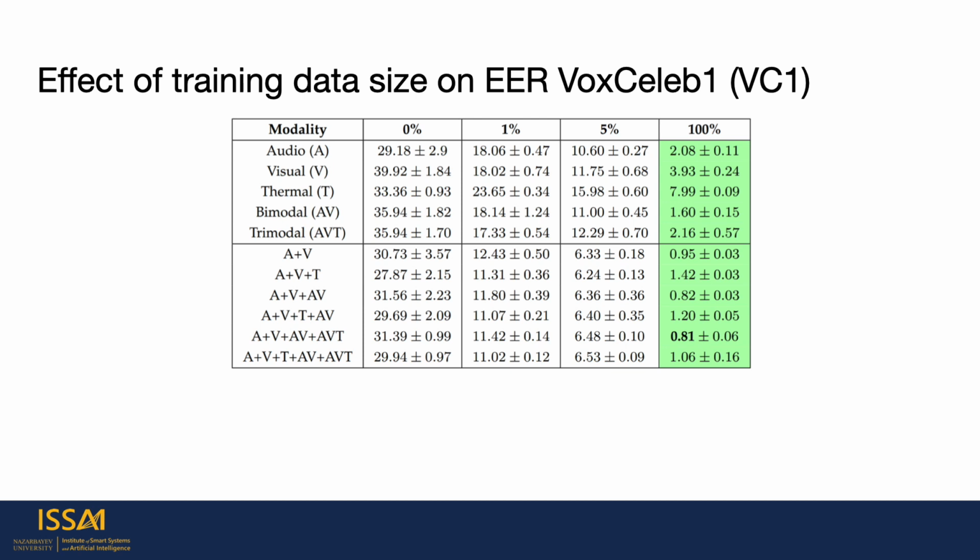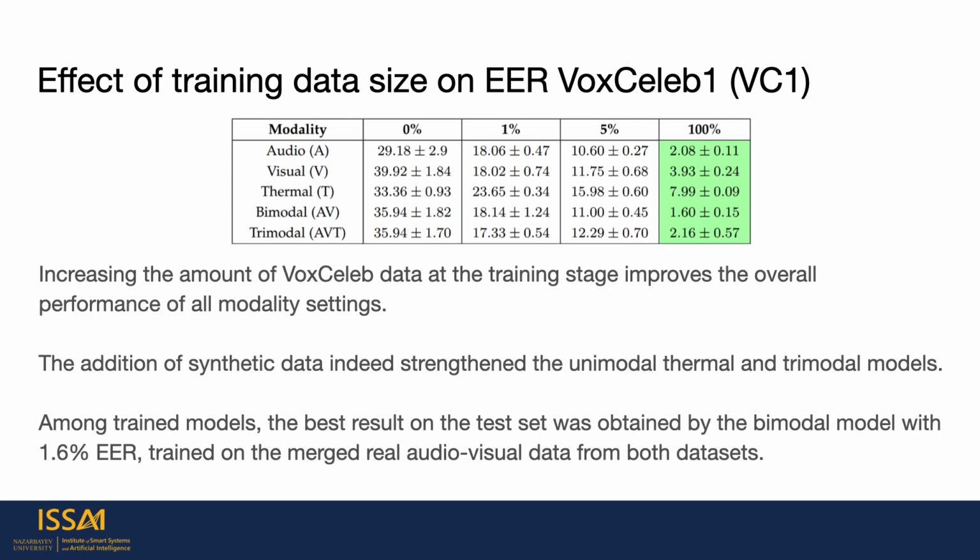In this table, we present the effect of gradually increasing the size and variability of the training data on the equal error rates on the VoxCeleb test set. The best performing models were selected based on the test split of VoxCeleb 1. Similarly to the results on SpeakingFaces, increasing the amount of VoxCeleb data at the training stage improves the overall performance of all modality settings. The addition of synthetic data indeed strengthened the unimodal thermal and trimodal models. Among the trained models, the best result on the test split was obtained by the bimodal model with 1.6% equal error rate.